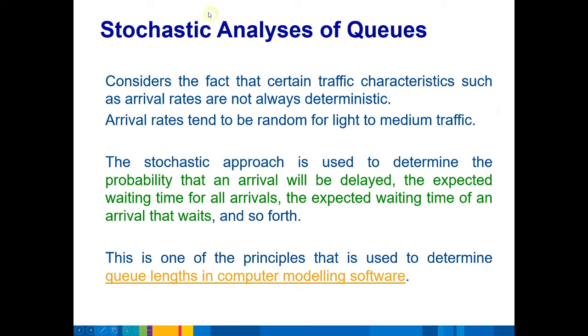So stochastic analysis, this random analysis of queues, considers the fact that certain traffic characteristics, such as arrival rates, we can't really determine. It is somewhat randomized. If we have light to medium traffic, the arrival rates tend to be quite random. Once we get to a very high density, it's reasonably uniform, but until that point, with light to medium traffic, we have a sort of random distribution. So the stochastic approach is used to determine the probability that an arrival will be delayed. It can be used to determine the expected waiting time for all arrivals, the expected waiting time for an arrival that waits, and so on.